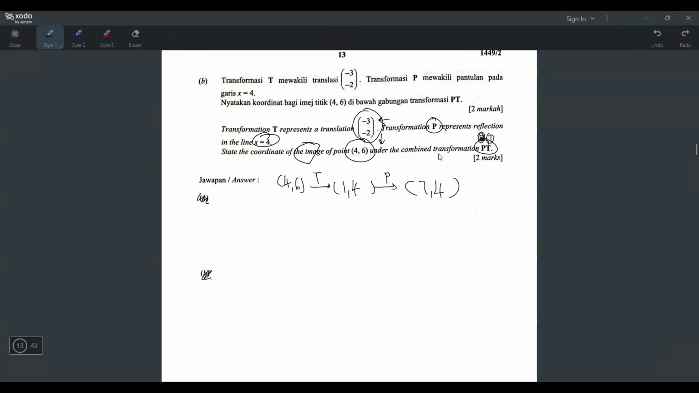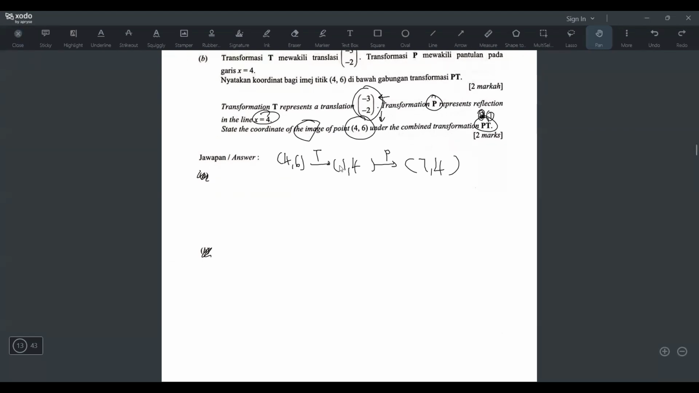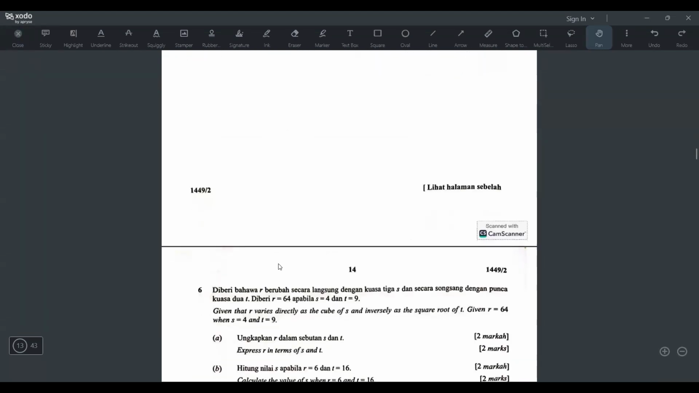If they want 2 transformations, make sure you write the coordinates like this and put the arrow like this. They will give a mark for the final answer, but they will give a mark for this answer also. So make sure you follow how I write today. Don't just write 7, 4 and pass up like that. Write like this. I hope you understand. That's all.